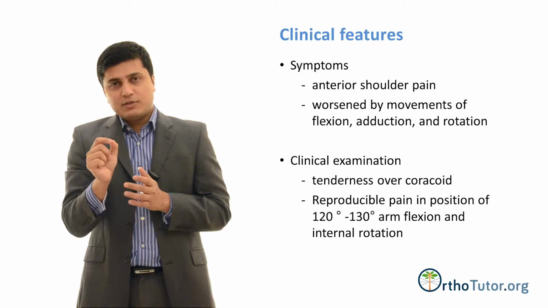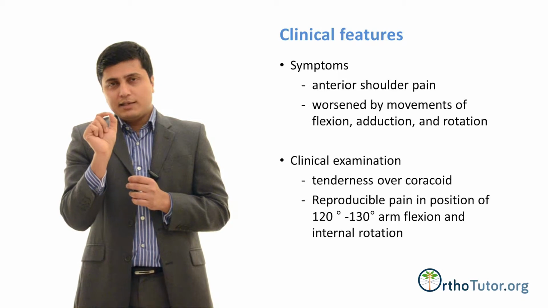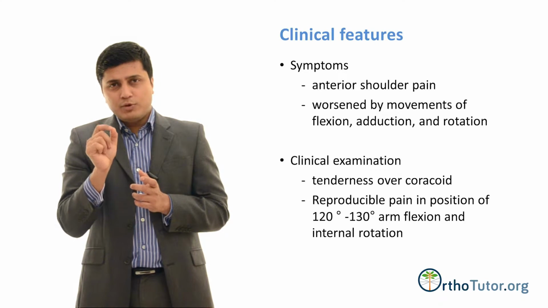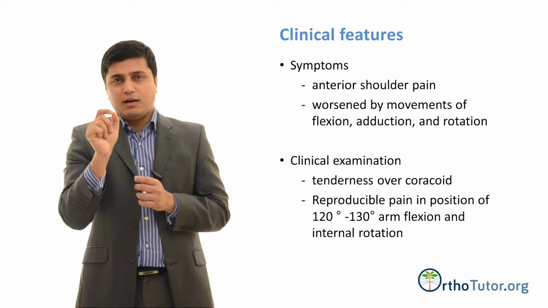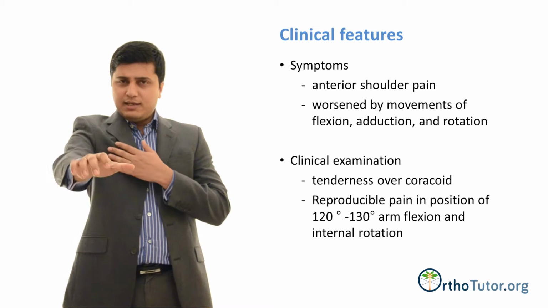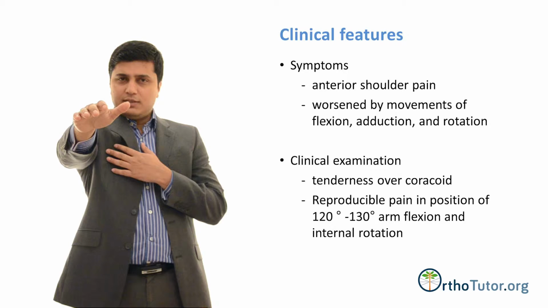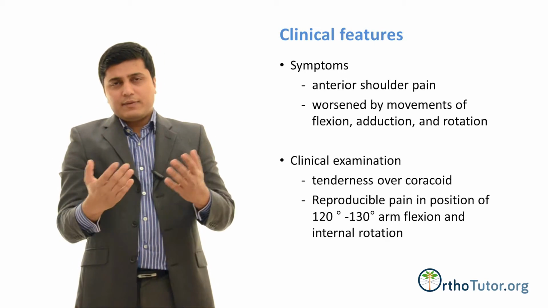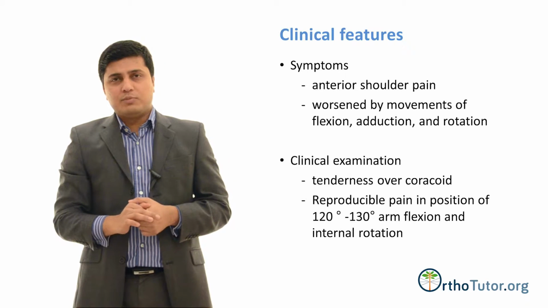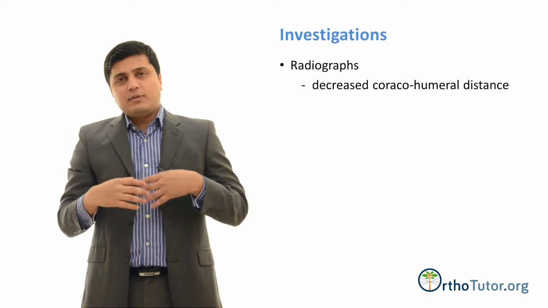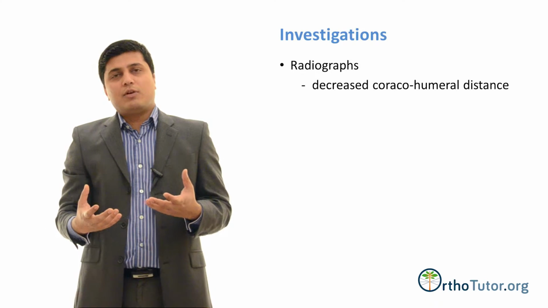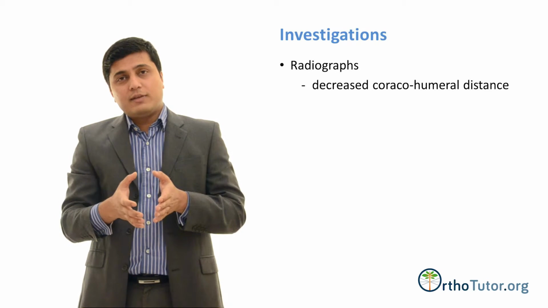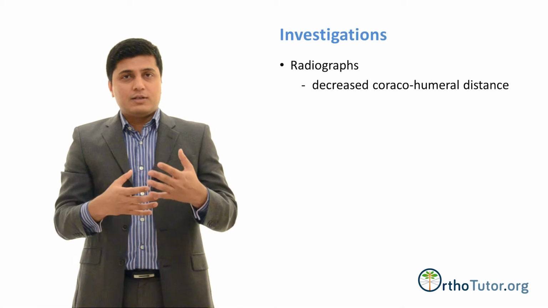In clinical examination, you should look for tenderness mainly on the anterior aspect over the coracoid process, and you should be able to reproduce pain on flexion, adduction and internal rotation of the arm, mainly in this movement. You ask the patient to flex, internally rotate and adduct, and if that causes intense pain in the front, that's possibly a subcoracoid impingement sign. Once you suspect a patient has subcoracoid impingement, you must make sure that they don't have other pathologies, and to confirm it, you must perform certain investigations.